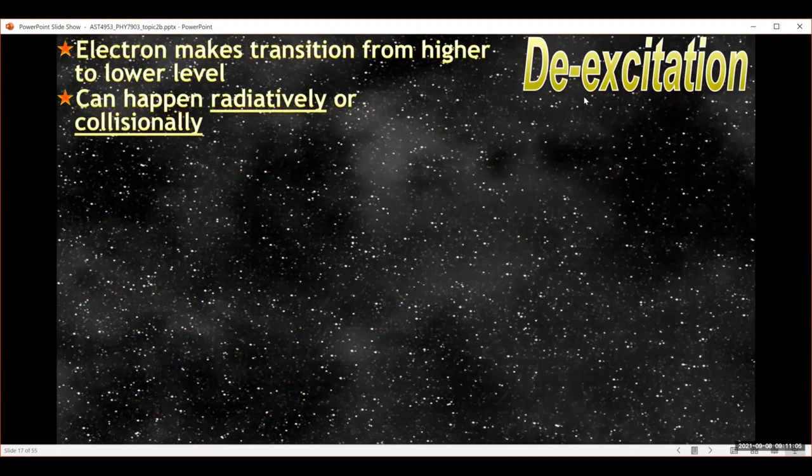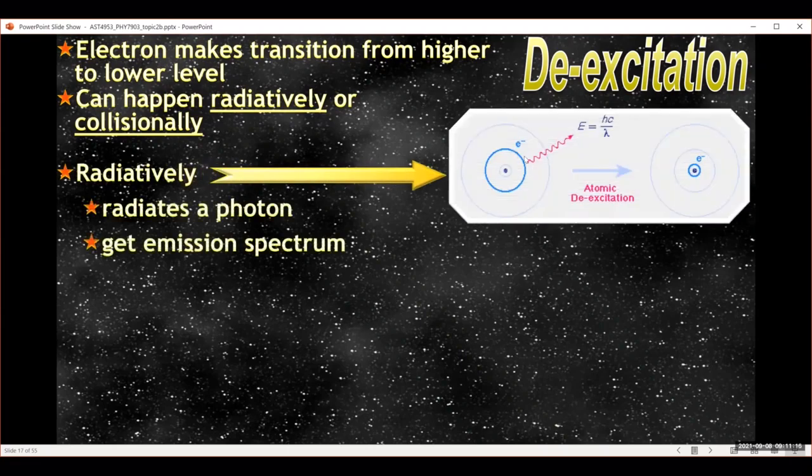Now, we also have to consider de-excitation. We kind of just talked about that briefly. This is when an electron jumps from a higher level down to a lower level. And again, it can happen radiatively or collisionally. For radiatively, we have an electron that's in a higher level, it emits a photon, and the electron jumps down to the lower level. And in this case, we're going to get an emission spectrum. So we have something that is giving us the electrons in a higher level, and then they jump down, we get emission.